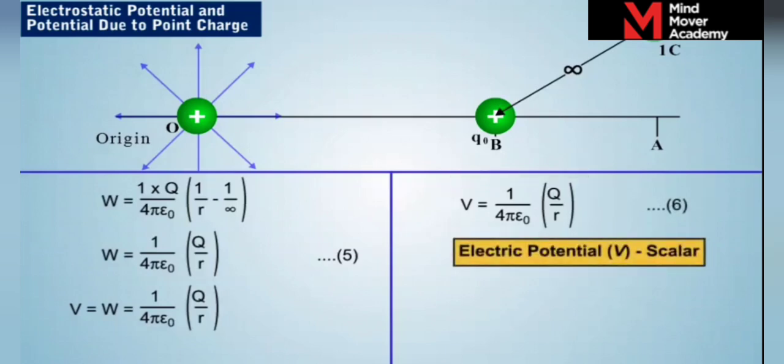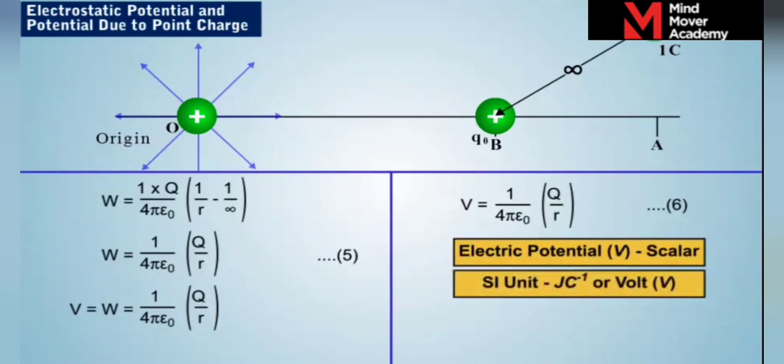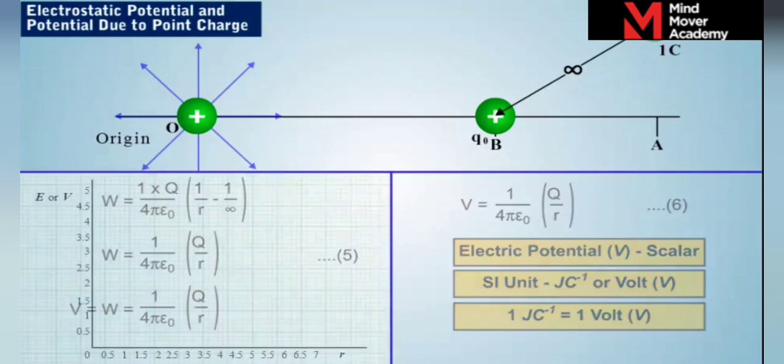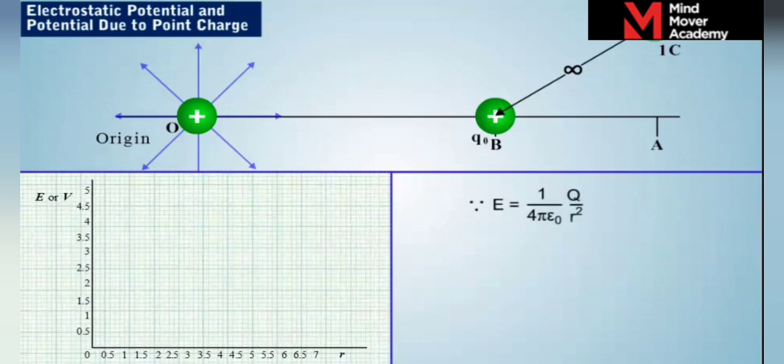The electric potential V is a scalar quantity and its SI unit is joule per coulomb or volt. 1 joule per coulomb is equal to 1 volt. We know that the electric field E of a point charge Q at a distance r from it is inversely proportional to the square of distance r from it. Here you can see a graph showing the variation of electric field E with respect to r.